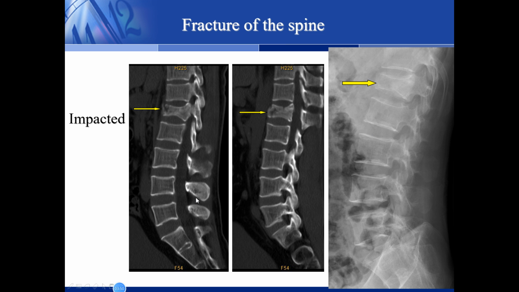Maybe we could not find the translucent line in it. Instead, we could find the dense line. Here is the X-ray. The vertebrae become wedge-shaped.